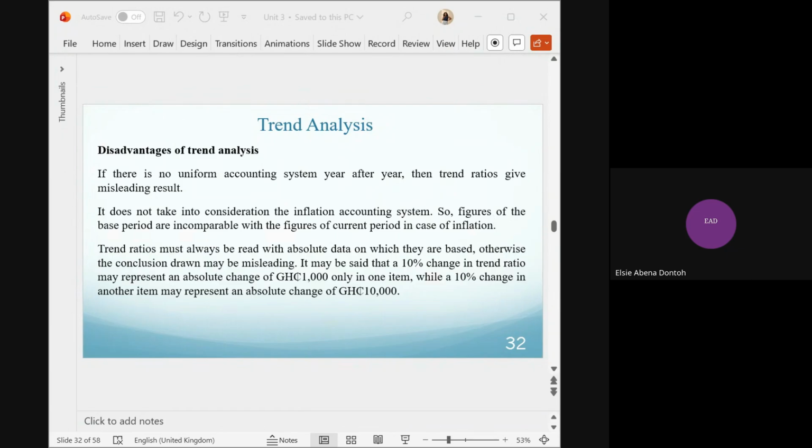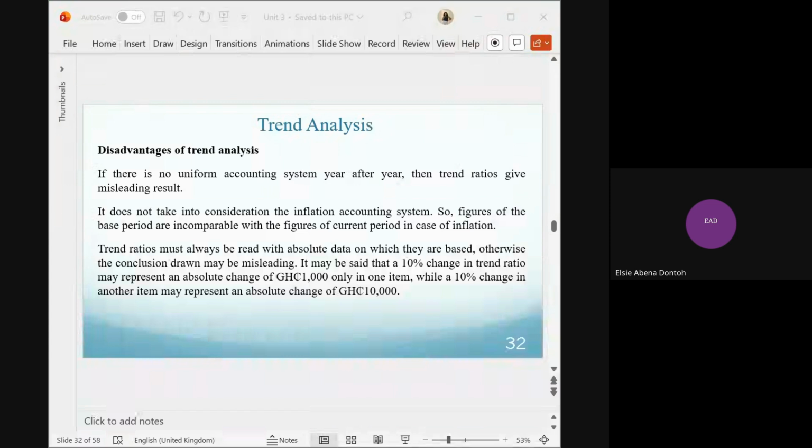So for the disadvantages of trend analysis, if there is no uniform accounting system year after year, then the trend ratios will not give meaningful results, which we have established earlier. Also, it does not take into consideration the inflation accounting system. So figures of the base period are incomparable with figures of the current period in case of inflation. Trend ratios must always be read with absolute data on which they are based. Otherwise, the conclusion drawn may be misleading.